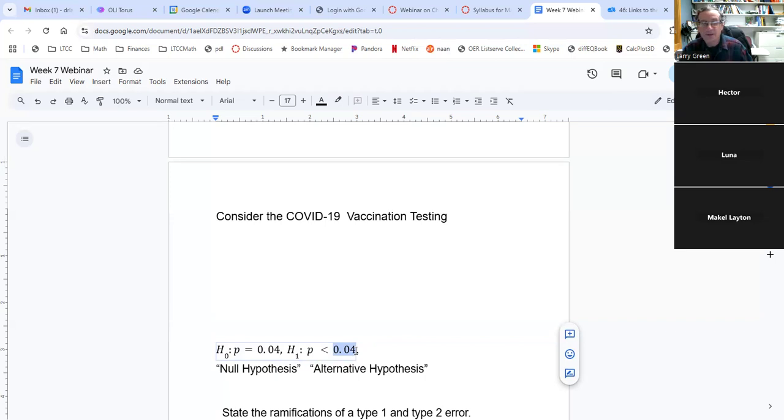Any questions? Okay, so that's the first thing you do. The first thing you do is you decide what you want to show and write it out in symbols as the alternative hypothesis. The alternative hypothesis is what you want to show. The null hypothesis is if you're wrong. And we always use equal.